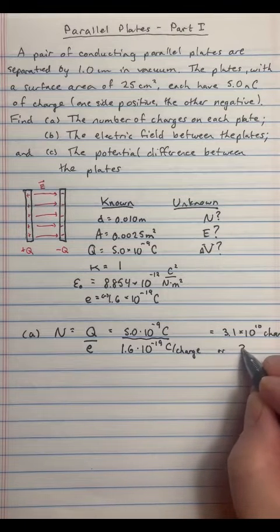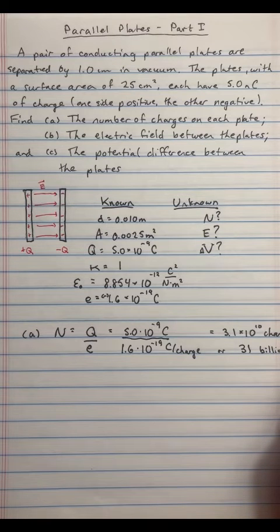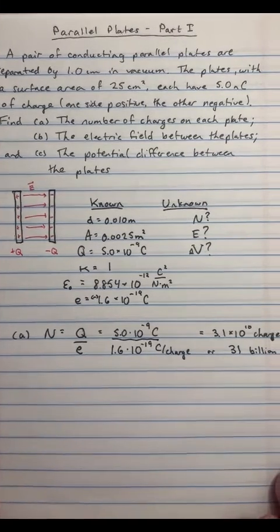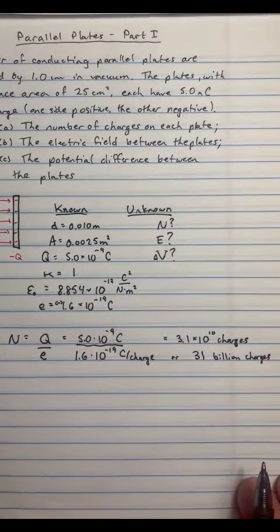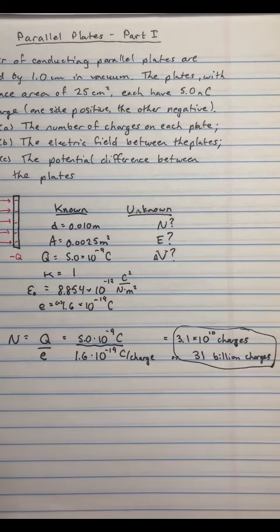Or, if you prefer to write it out in words, 31 billion charges. And we get that. So, what is that really saying to us? What it's saying is that even a small amount of charge actually represents an enormous number of individual charges.